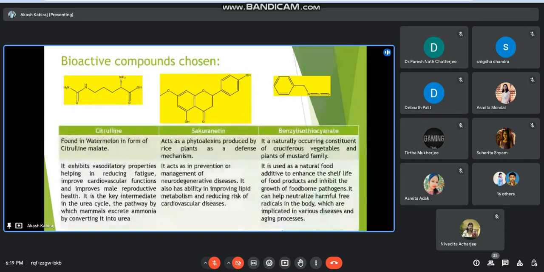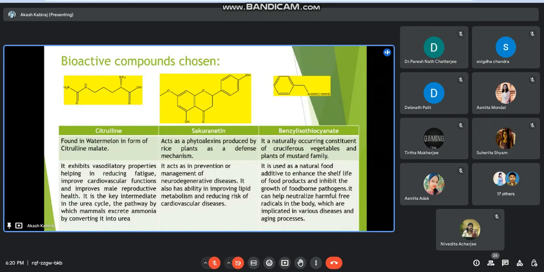Citrulline is found in watermelon in the form of citrulline malate, that is citrulline in combination with malic acid. It helps us with vasodilatory properties, reducing fatigue, cardiovascular functions, and male reproductive health.